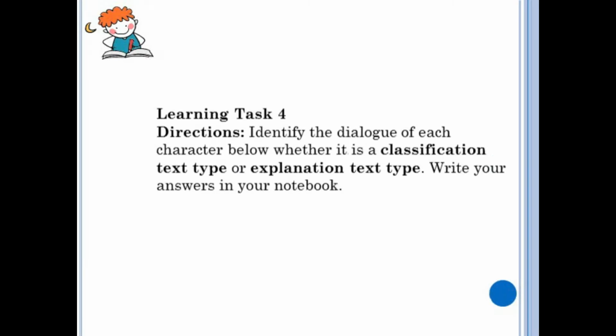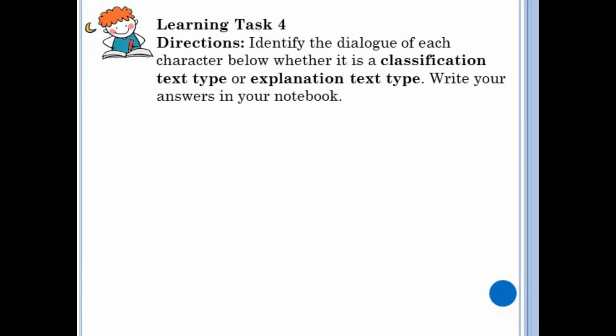Moving on to our next activity. Learning Task 4. Directions. Identify the dialogue of each character below, whether it is a classification text type or explanation text type. Write your answers in your notebook.